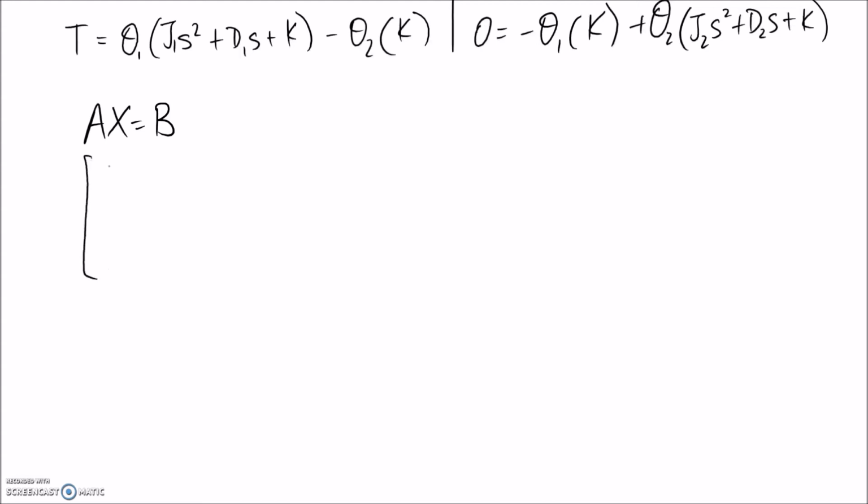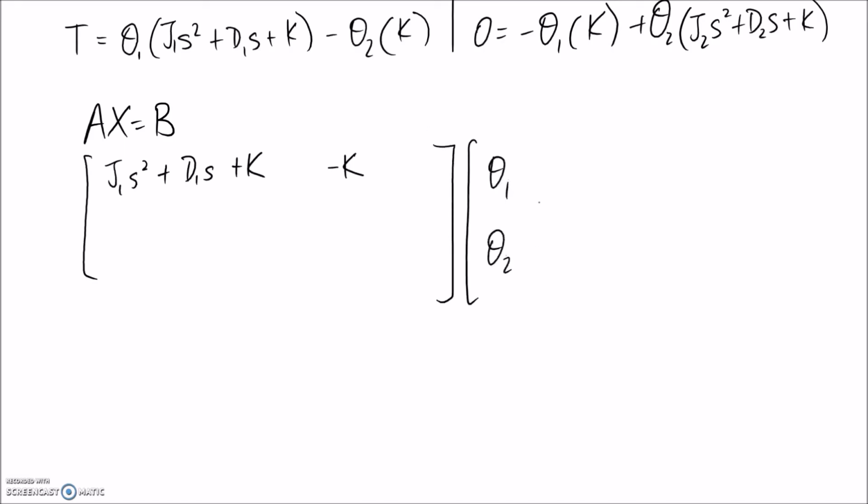Alright, so our A matrix is going to start with J1 s squared plus D1 s plus K. Well, what's in front of theta 1? Theta 2, it's just going to be negative K. Maybe it'll leave me a bit more space. There we go. Alright, so our two unknowns were theta 1 and theta 2. And on the other side, it's equal to the constant, so T. So we can go through and fill it out for our second equation now. So for theta 1, we have negative K. And for theta 2, we have this.